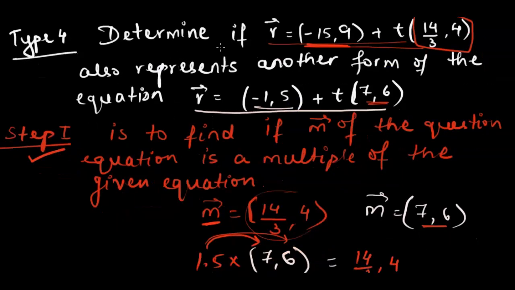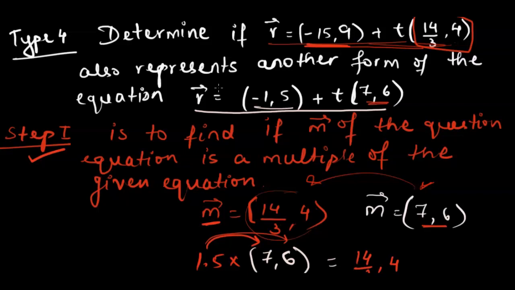The question wants us to determine if this equation, -15(9) plus t (14 over 3, 4), also represents another form of this given equation. Step 1 is to find out if m of this question equation is a multiple of the given equation. Question equation is 14 over 3, 4 direction vector. And the given equation direction vector is 7, 6. We figured out that when we multiply 1.5 with this equation, we are able to get this. So step 1 is cleared.